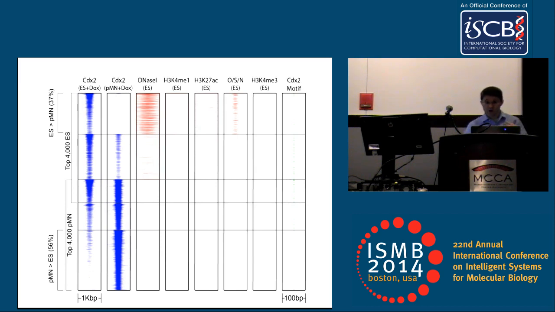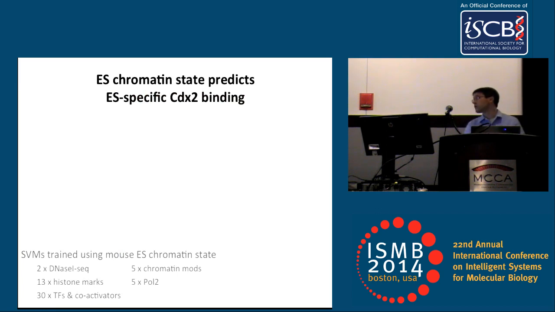We can quantify this a little more with SVMs. Here we train SVMs on chromatin state information that we collected from various sources, and we're just trying to train an SVM to tell the difference between sites that are bound in ES cells of these various different categories versus unbound CDX2 motifs. Sorry, I'll really rush.